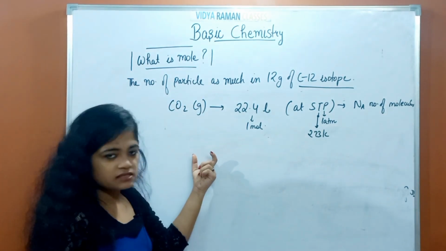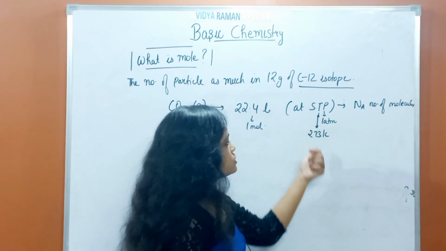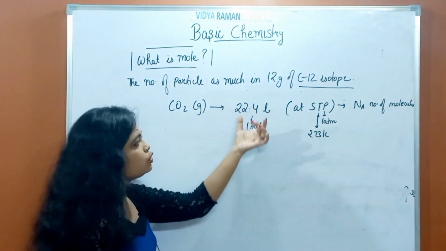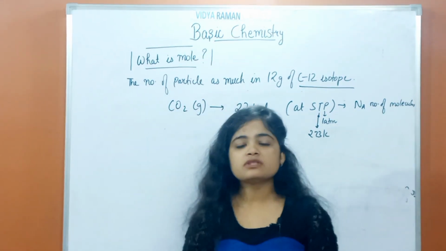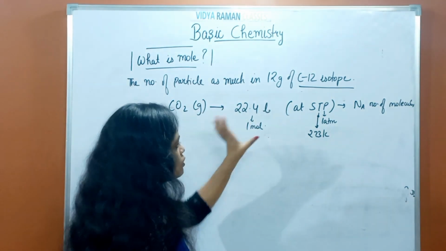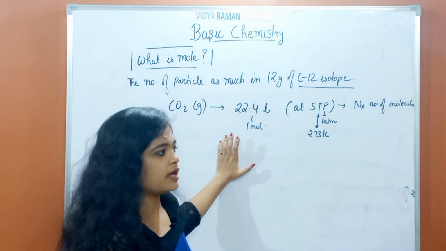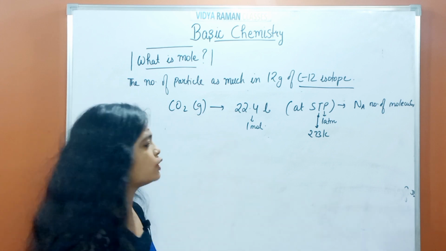If any gas at STP is taken, that is, temperature condition is 273 Kelvin and pressure is 1 atmosphere, then always 22.4 liter of that gas will contain 1 mole. Okay, so this is the term when we are talking about gas. So now this was all about how to relate number of molecules and number of atoms at the condition of STP, or at mass equals to molecular mass or atomic mass.